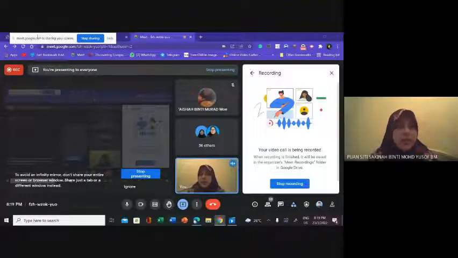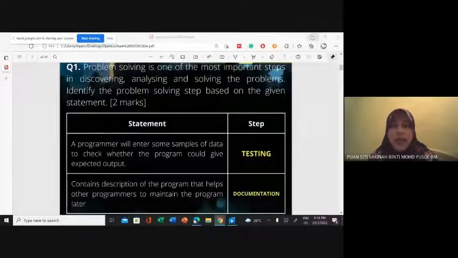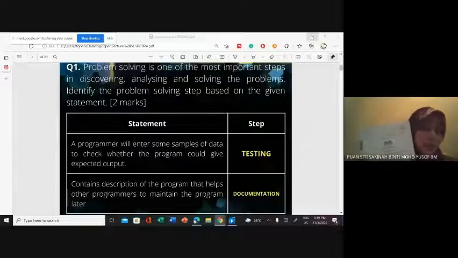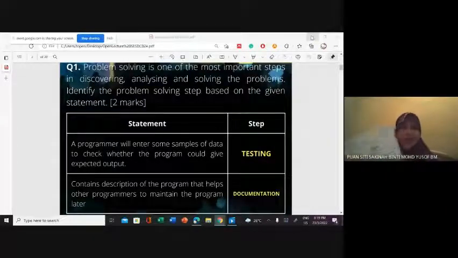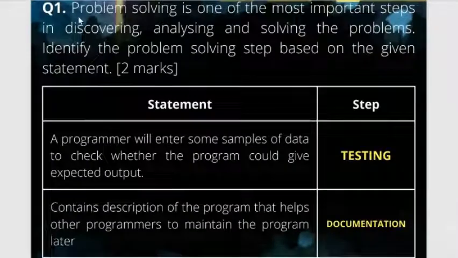Okay, so let's start the slide. I hope that you have the past year paper with you. Okay, we will start with 2020, 2021. Why? Because this is the only format which is relevant for this semester. Okay, this is question 1.